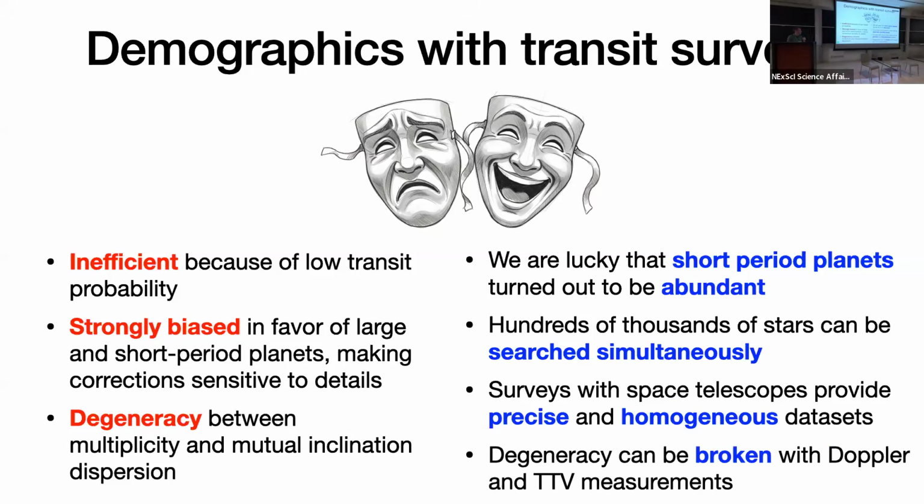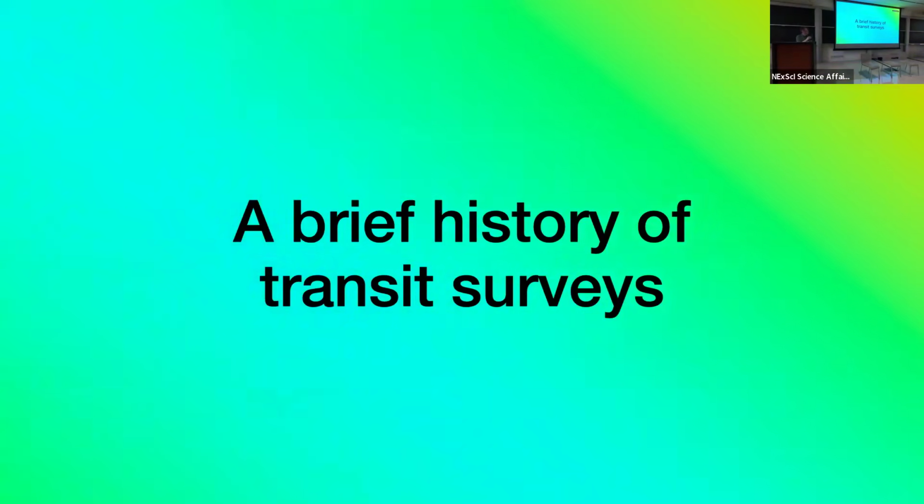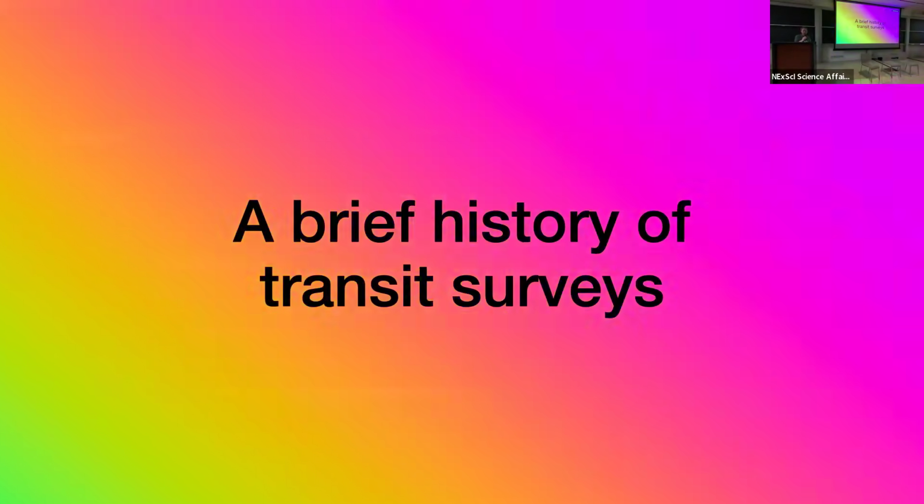And lastly, people have gotten clever and found ways to break this degeneracy between multiplicity and mutual inclination. For example, by combining the results of transit surveys with Doppler surveys and with the incidence of transit timing variations, the perturbations in the measured transit times caused by the gravitational forces from other planets in the system. And I'll describe one of those techniques later. So now you are in a position for us to understand a brief history of transit surveys.